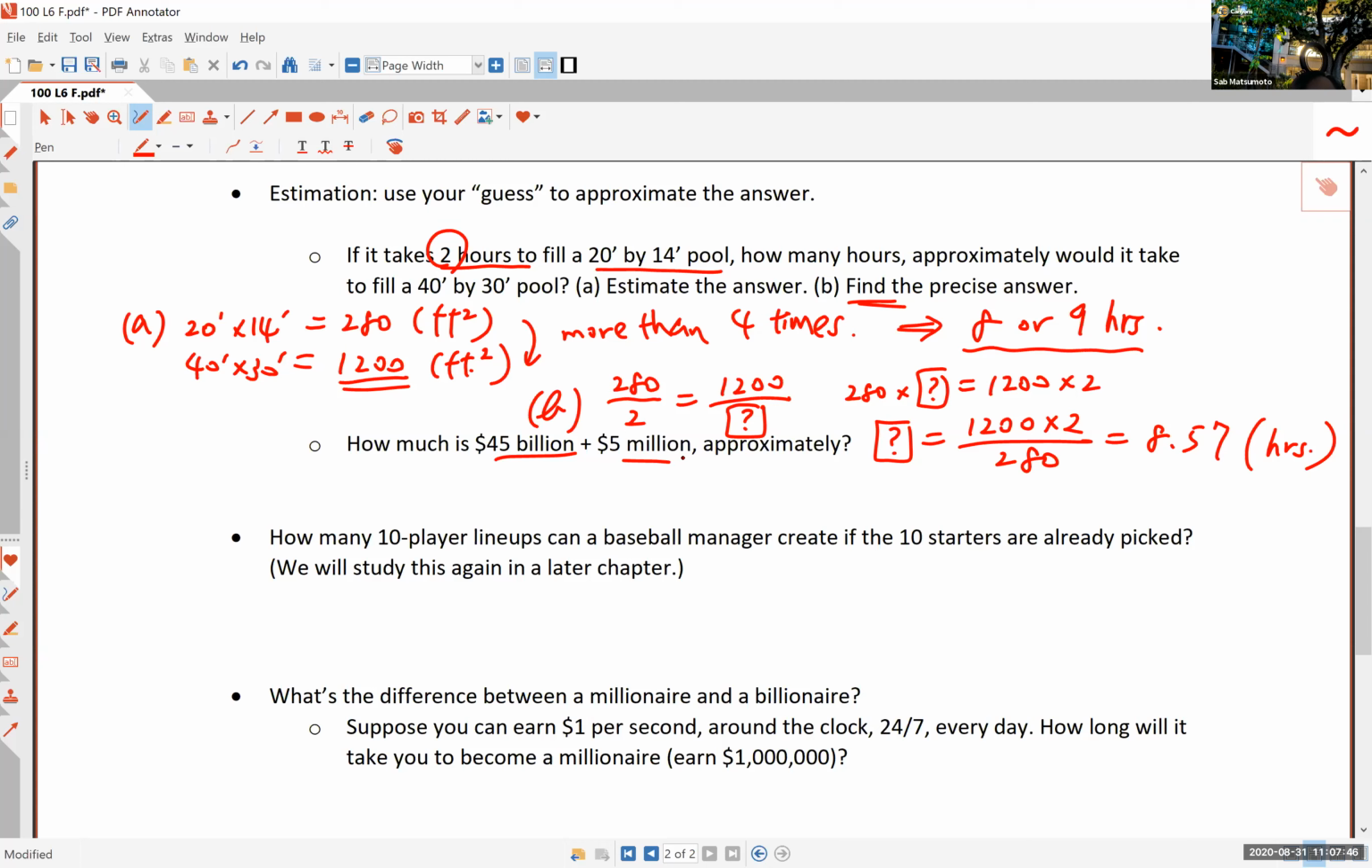Okay, but you realize that the sum is pretty much about the same as 45 billion? Yeah, it is. All right, so the answer is approximately 45 billion. And so what do you mean? You got an extra 5 million? Yes, but in light of the 45 billion, this number is so small that it's negligible. That's what we need to understand, right?